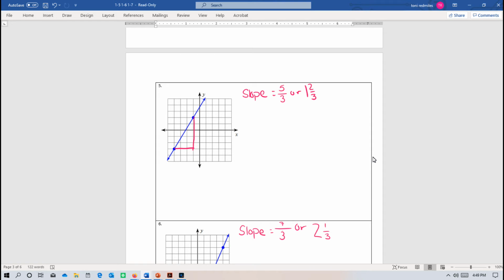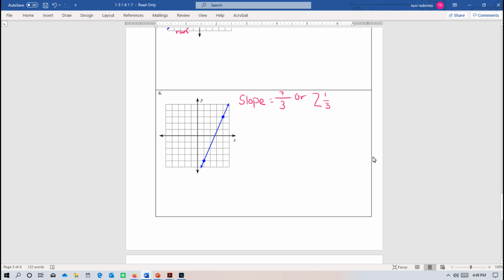All right, so I go over 1, 2, 3. This is my run. And for my rise, I'm going up from this little corner, 1, 2, 3, 4, 5. From left to right, this is increasing. It's getting bigger. It's going upward, so it is a positive slope. And that's a reduced improper fraction, but I could make that a mixed number if I liked.